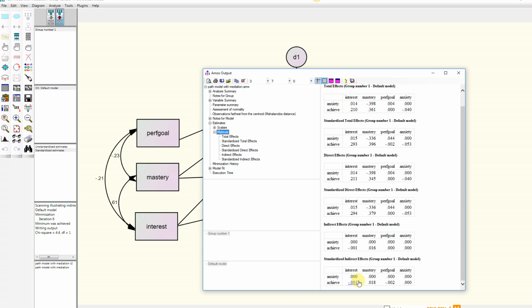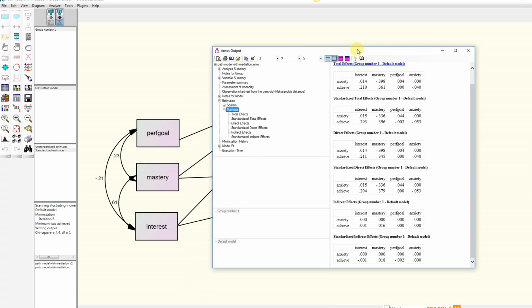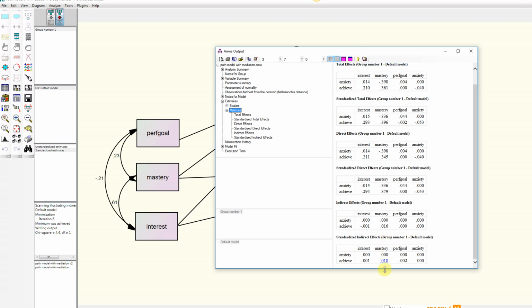In terms of making judgments about the size of the effects or the relative size of the effects, you would probably want to look at the standardized indirect effects in terms of making comparative judgments about which indirect effects were larger relative to others. So in this particular model, the indirect effect of mastery on achievement is the largest, followed by the performance goal on achievement, followed by interest on achievement.